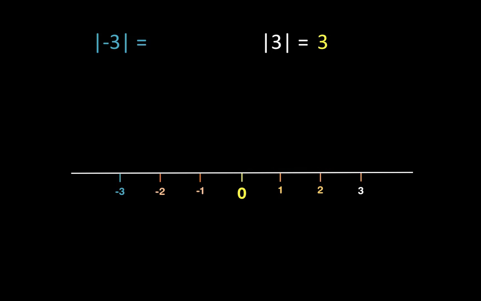Now let's do negative 3 now. So you have to find negative 3 on the number line. Alright? And then ask yourself the question, how far is negative 3 from 0? So let's go. It's 1, 2, 3 places from 0. So the absolute value of negative 3 is positive 3.